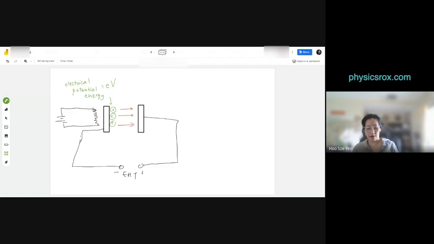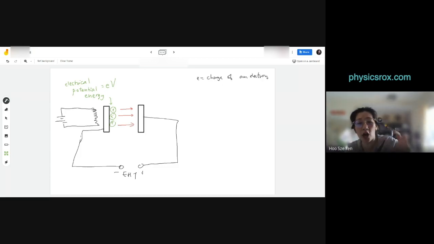So the diagram on page 179 doesn't have the filament, but I'm adding the filament here because otherwise it doesn't make sense. On its own, like in your textbook, the cathode doesn't get hot enough to release any electrons. Okay, anyway, so this eV, what is this eV? In this case, e is, as you've learned before in chapter 3, the charge of an electron.